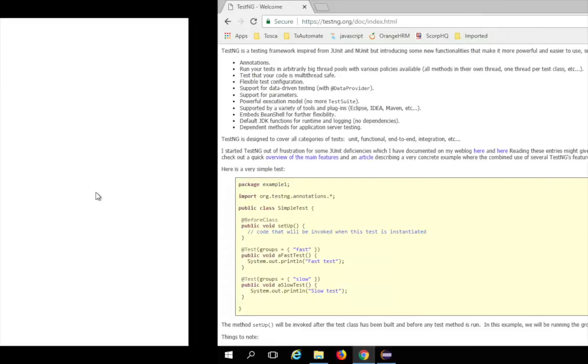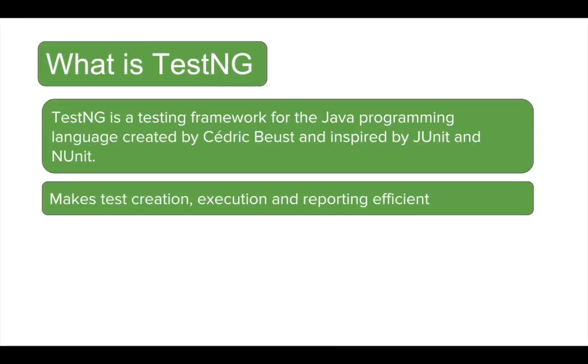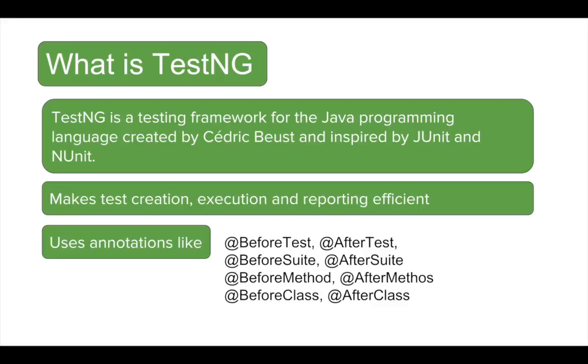end-to-end test as well. If we have to define TestNG, then TestNG is a testing framework for the Java programming language, and it was created by Cedric Beust and inspired by JUnit and NUnit. The use of TestNG is it makes our test creation, execution, and reporting very efficient because it has some inbuilt features for a testing framework, and also it uses some annotations like before test, before suite, after suite, and so on. We will learn about all these annotations in the coming sessions. And in TestNG, NG stands for next generation.